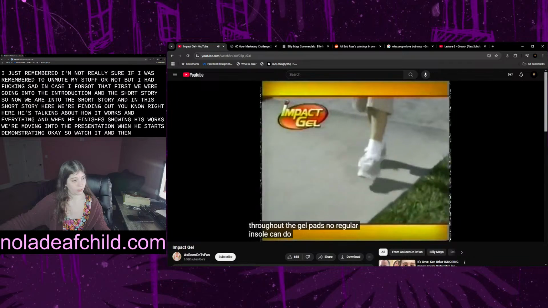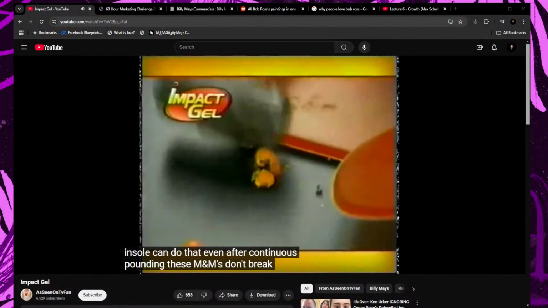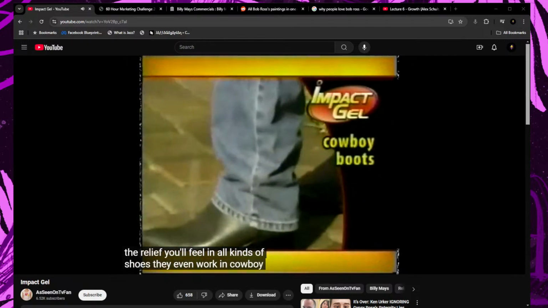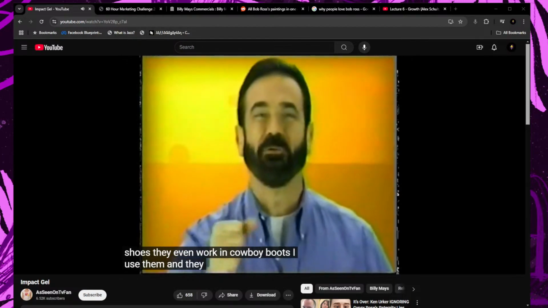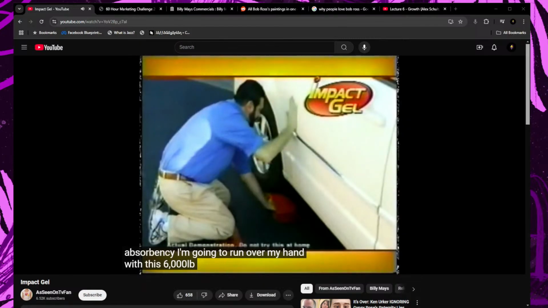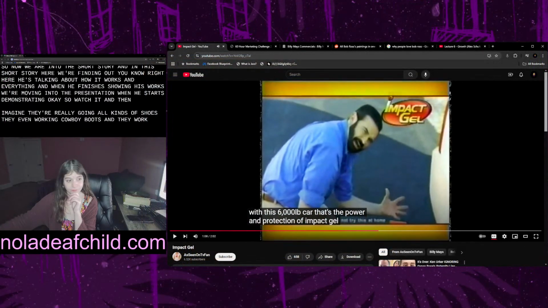Regular insole can do that. Even after continuous pounding, these M&Ms don't break. Imagine the relief you'll feel in all kinds of shoes. They even work in cowboy boots. I use them, and they work. Talk about shock absorbency. I'm going to run over my hand with this 6,000-pound car. That's the power and protection of Impact Gel.